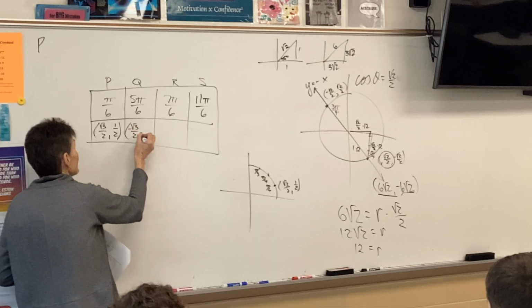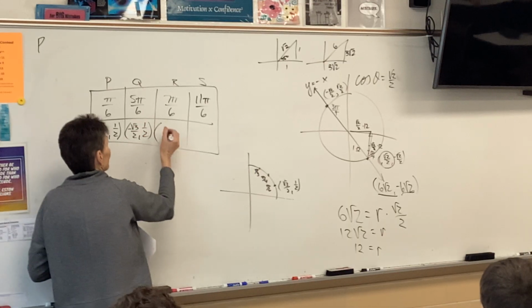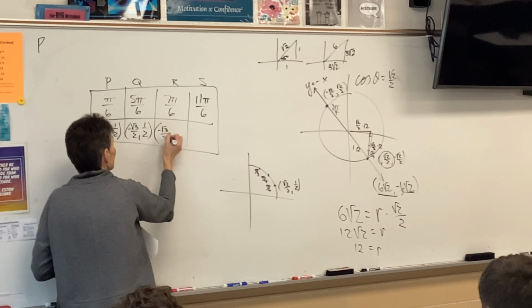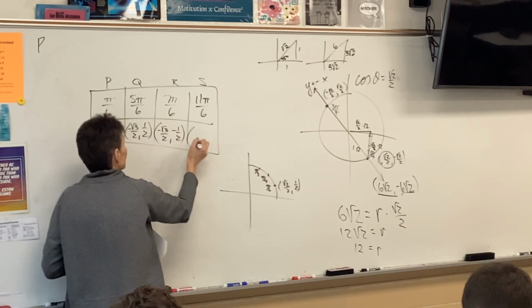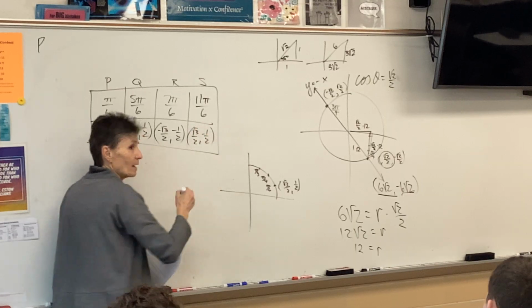Negative root 3 over 2, positive 1/2. How about R? Both are negative. And S? Positive, negative. Everybody okay with that?